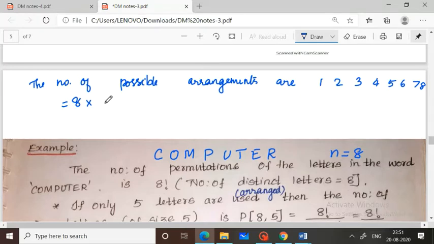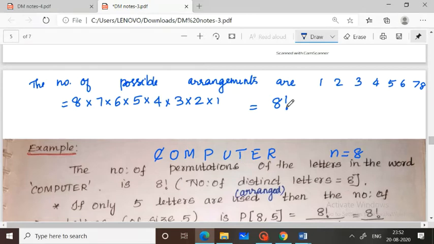Now one letter is used up, because all the letters are distinct. C is over, C I have taken. Now I am left with 7 letters. So 7 into 6 into 5 into 4 into 3 into 2 into 1. So I can write this as 8 into 7 into... how many positions? 8 positions can be filled in this way. In short, I can write it as 8 factorial.